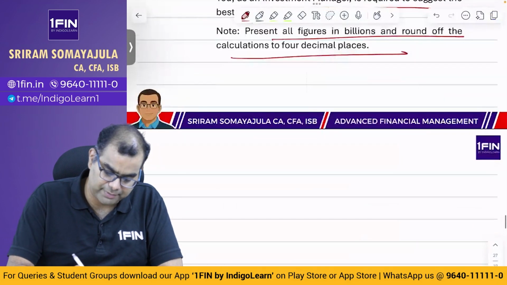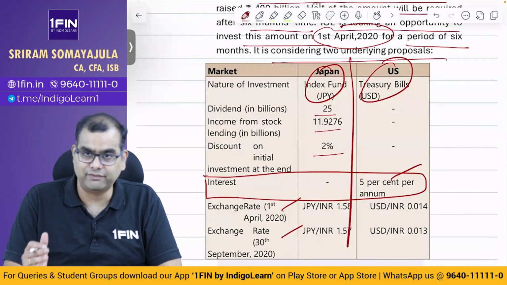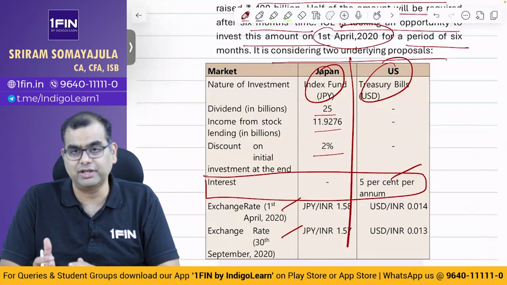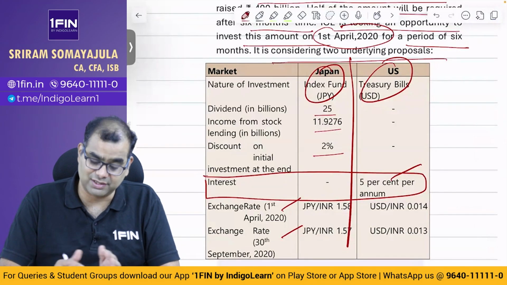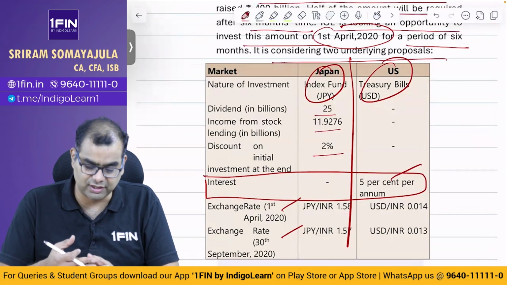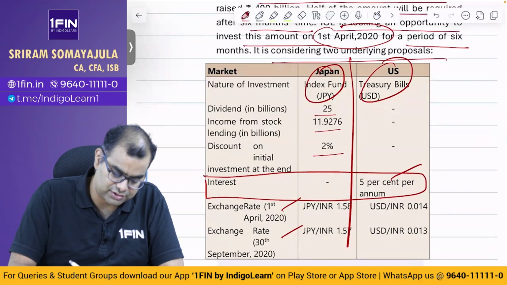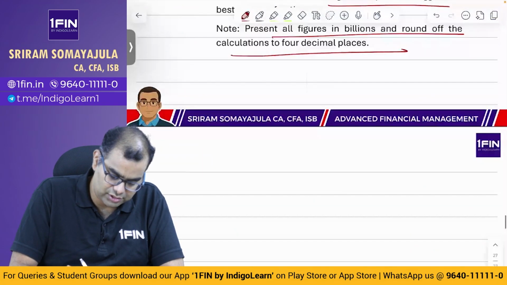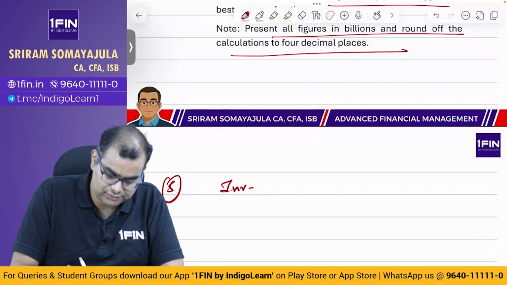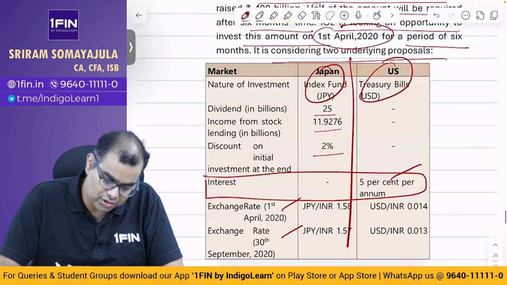So you are supposed to compare these two. Okay, you have some surplus money you want to deploy. You can deploy either A or B. Compare which one will give you better returns, considering the forex risk, the interest rate return, and any other dividend or whatever they get. Okay, so first solution. Investment in JPY.